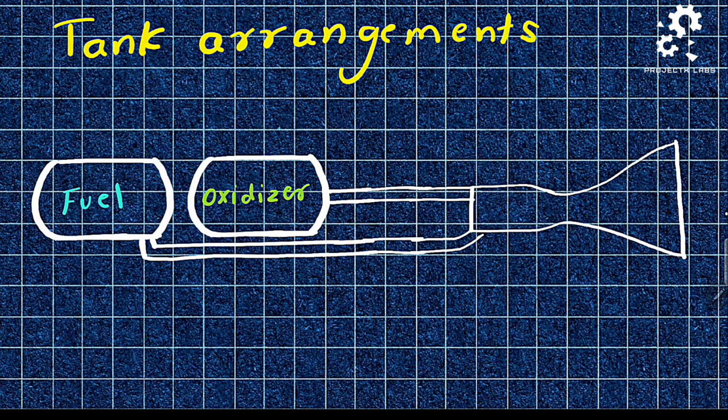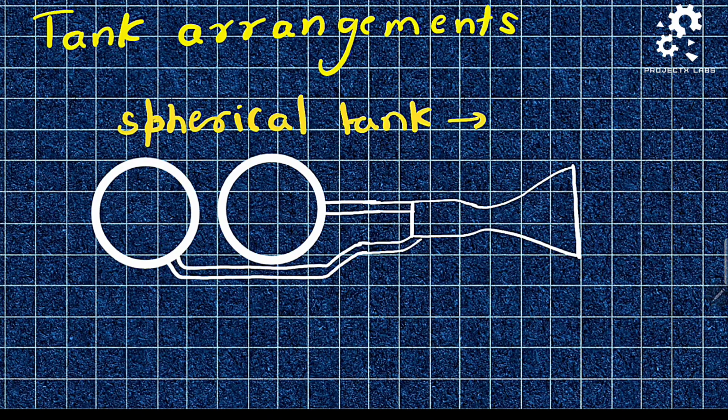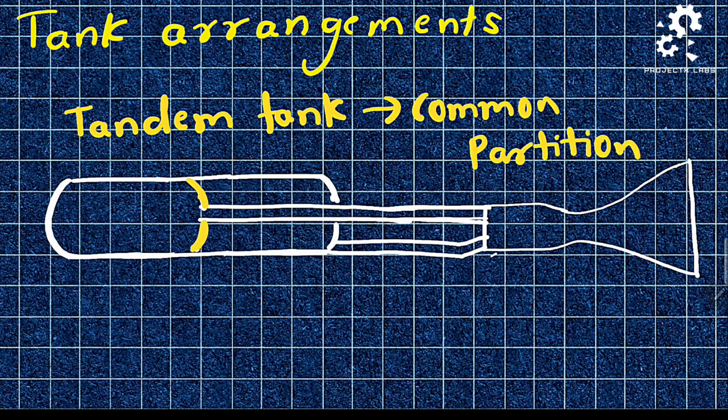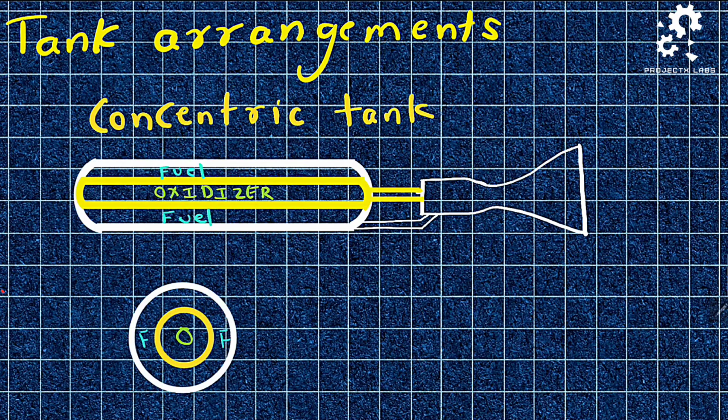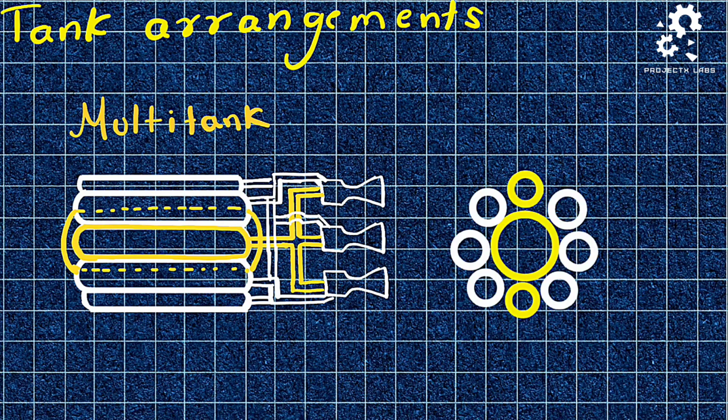The common arrangements of tanks are as follows. Tandem tanks: here the tanks are arranged one after the other and the piping is done externally. Spherical tanks can also be used in tandem but for smaller systems. Tandem tanks with a common partition can also be used. In some cases, the fuel tank is arranged concentric with the oxidizer tank. Even multiple tanks can be employed based on requirement. The arrangement of the oxidizer tank and the fuel tank can be seen here.